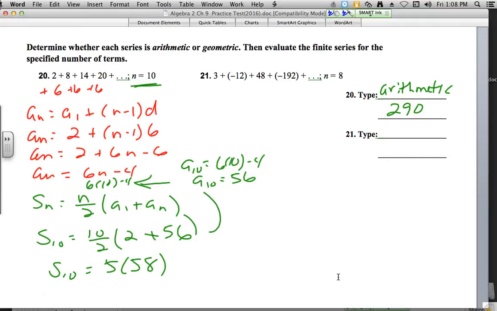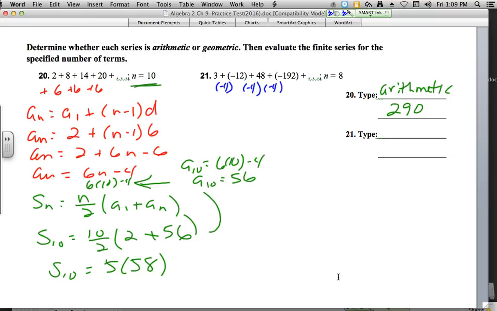Number 21, 3 to a negative 12. So you think, well, what's going to make that happen? Well, that'd be adding a negative 15. That's not happening here. The next number is 48. So now I check to see, is this geometric? Well, let's see. They're multiplying by negative 4, then they're multiplying by negative 4, then they're multiplying by negative 4.